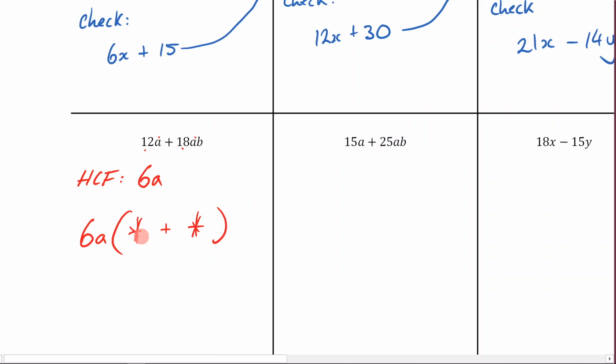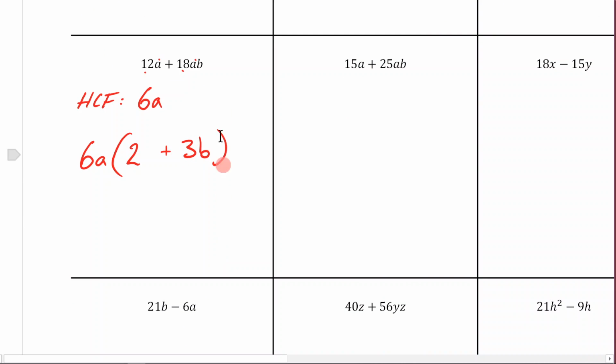6a times what will give me 12a? Well, that's going to be just 2. And then 6a times what will give me 18ab? That's going to be 3b. And now let's check if we've done this correctly. So let's give this a check.